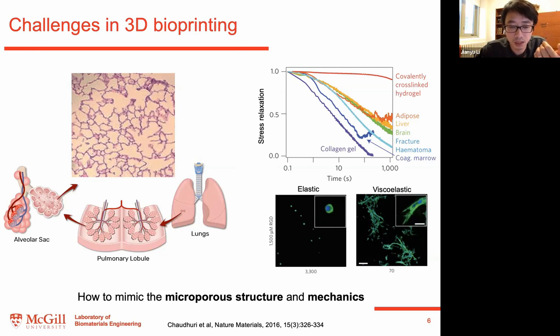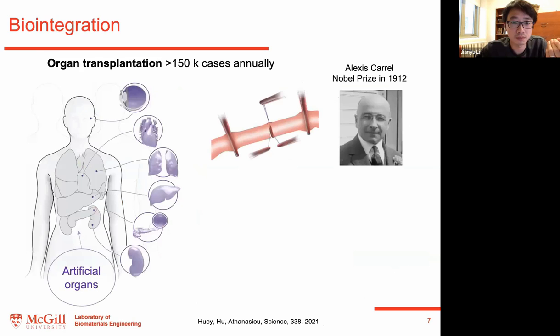of the cell. So the challenge here in general is that we need to really mimic not only the macroscopic property, but also the micropore structure of those native tissues, and not only the basic stiffness, but also the nonlinear and complex mechanics of the native tissue.